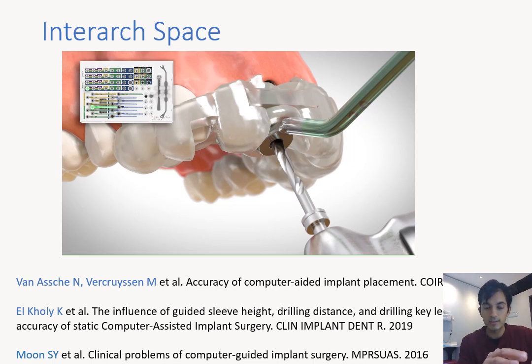Now, traditional guided kits looked something like this, where you had a guide with a metal sleeve. That sleeve has to be 4 millimeters. Then you have these keys that slot into that metal sleeve, and that key has a lip of about 1.5 to 2 millimeters on it. And then you get these ultra long drills that go through that key, and there's a different key for each diameter of drill you go for. So it's quite a cumbersome process, but it also took up a lot of interarch space.